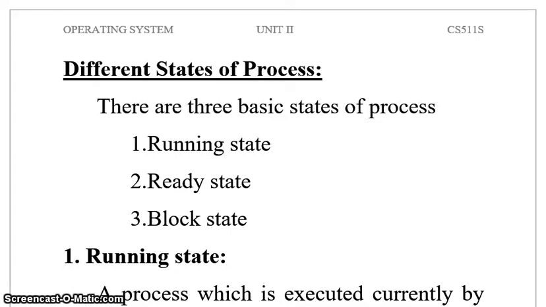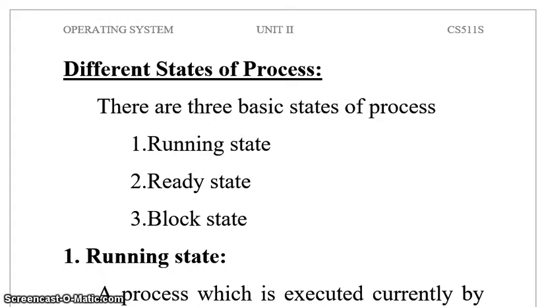Today we are going to see about the different states of process and the process state transition diagram. Before getting into the different states of process, let us review the previous class. In the previous class, we saw what is a program, what is a process, what is multi-programming, what is degree of multi-programming, and we saw about context switching.